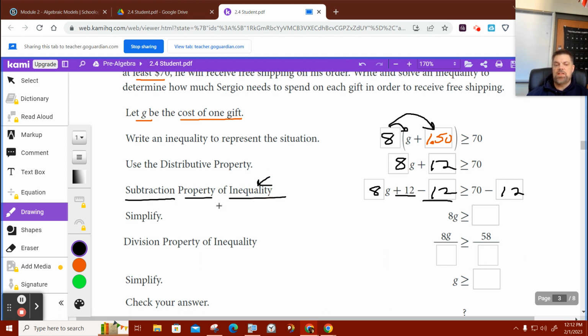Now, notice that we call it the subtraction property of inequality, and prior to that, when we were solving equations, we called it the subtraction property of equality. The left-hand side does not equal the right-hand side. The left-hand side is greater than the right-hand side. What's 70 minus 12? 58.